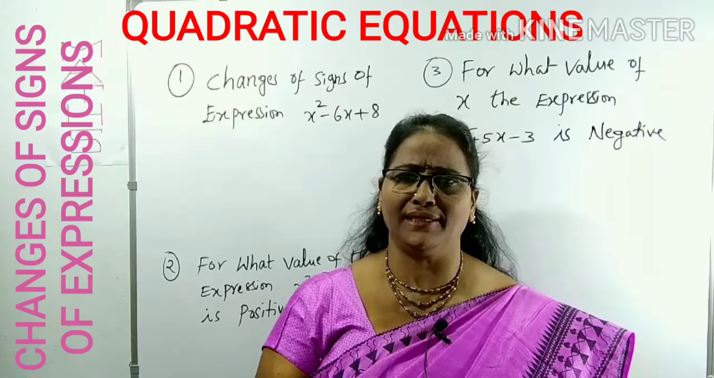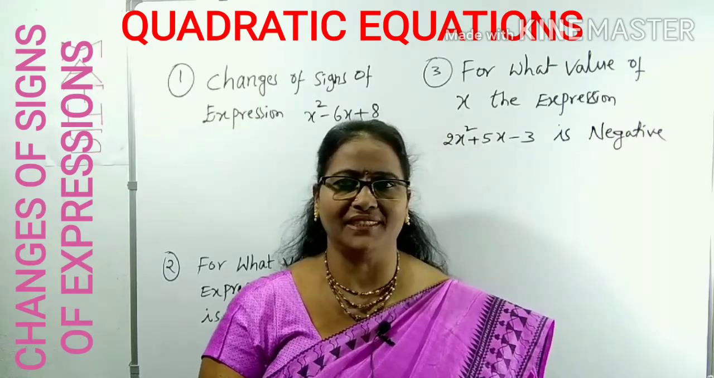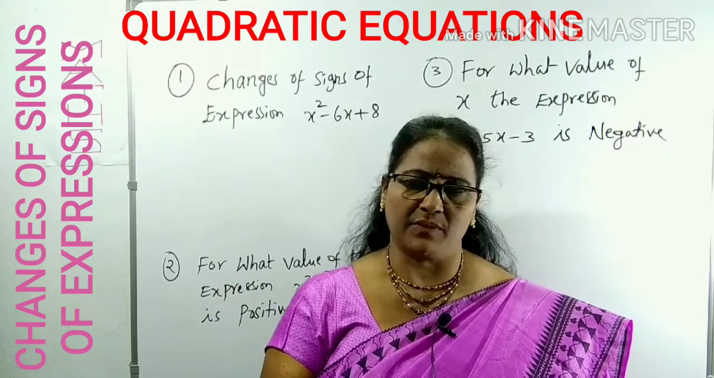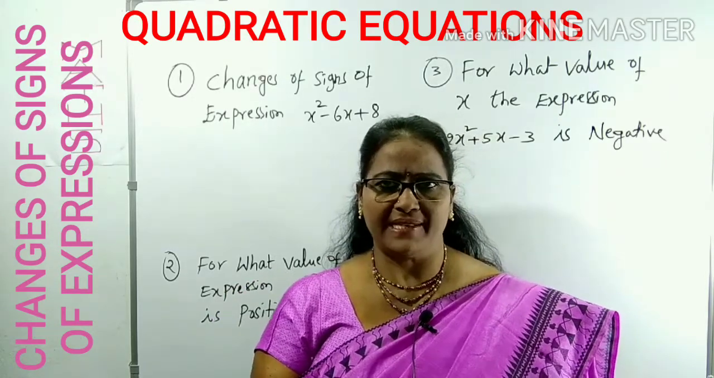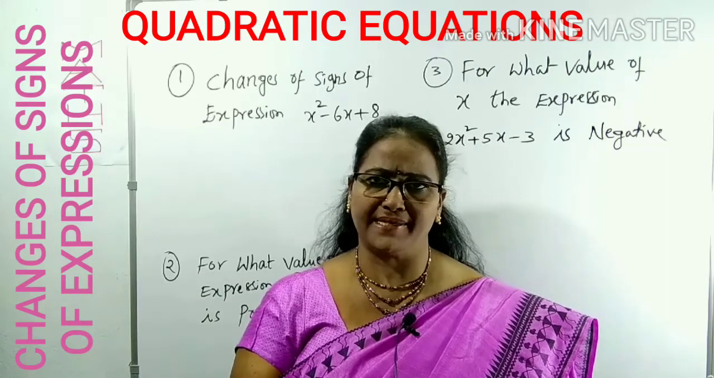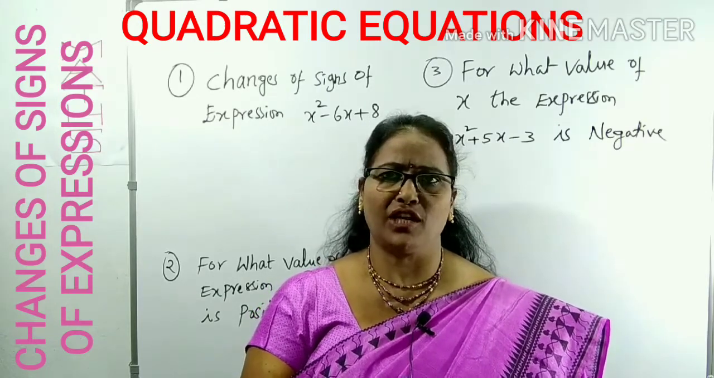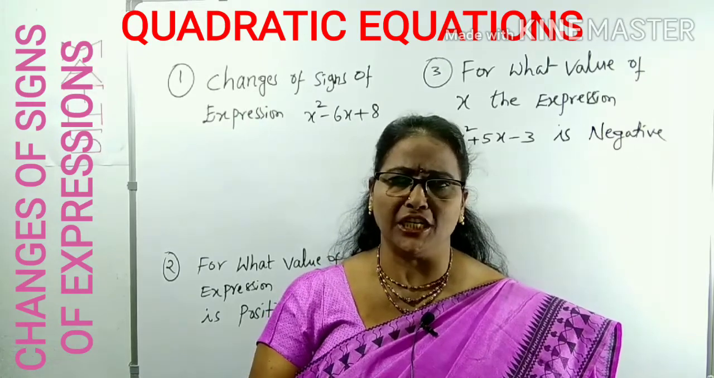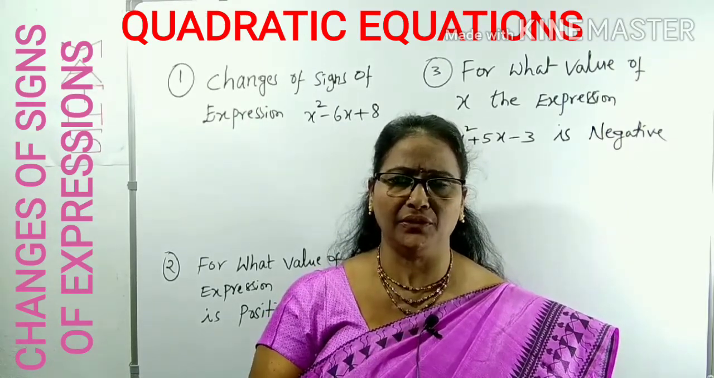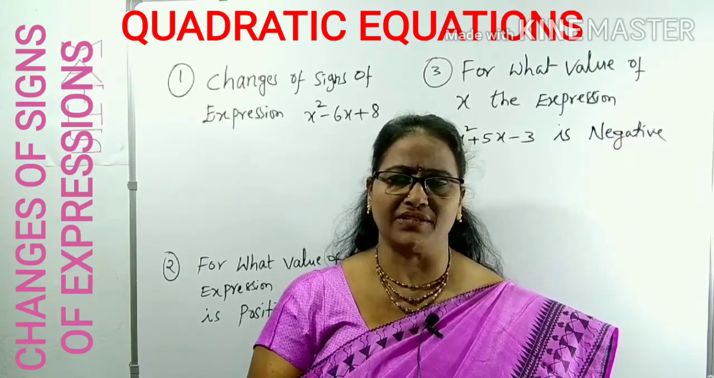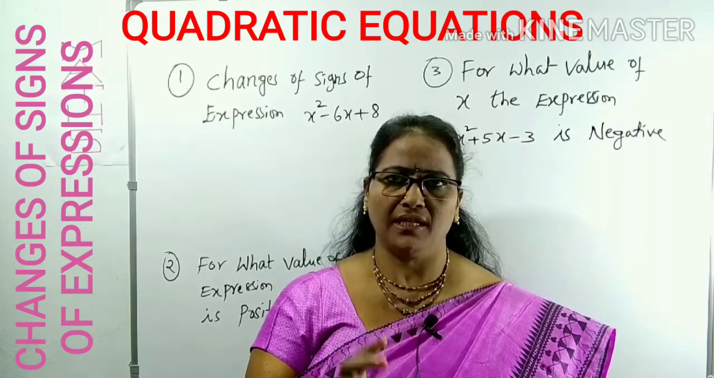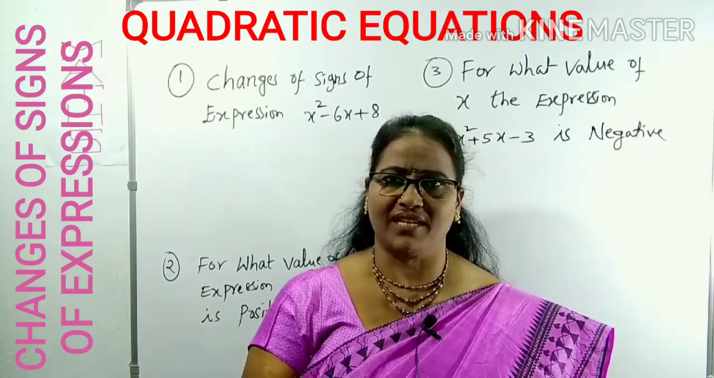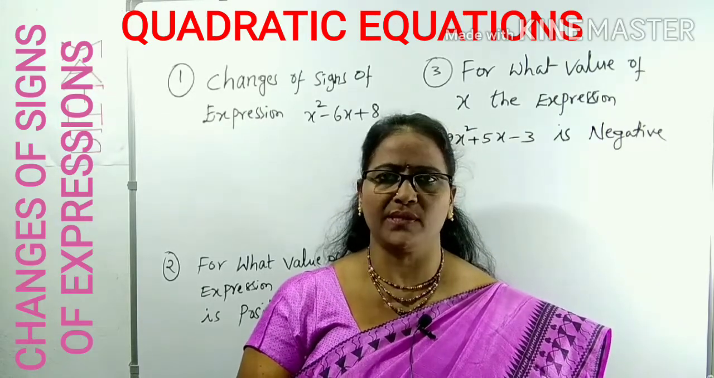First of all, you already know the quadratic expression is in the form ax squared plus bx plus c. That may have a positive sign, or it may have a negative sign. For what value of x, he will ask. He may give that x is any real number, and we have to recognize the changes of signs of that expression. Like that, he may change one question into different angles. It is very important in the subjective type also. So we will look at how it is here.